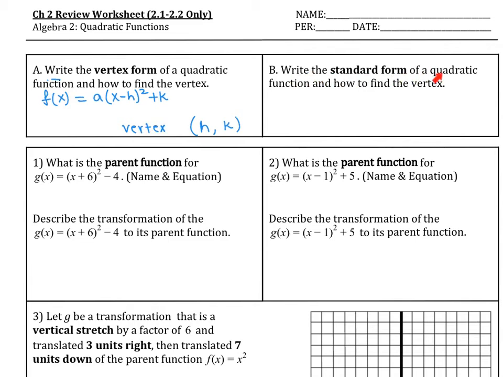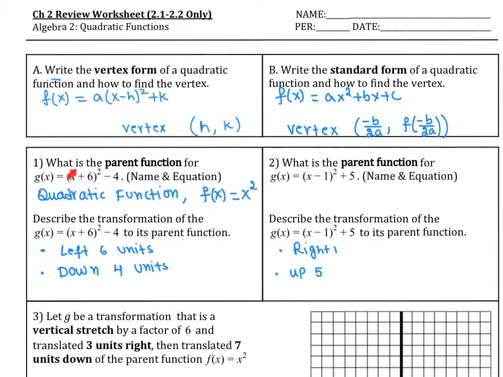Write the standard form of a quadratic function and how to find the vertex. So the standard form is going to be ax² + bx + c, and the vertex x coordinate would be x = -b/2a. And once you plug this back into the equation, that will be your y coordinate, or function value at x = -b/2a.